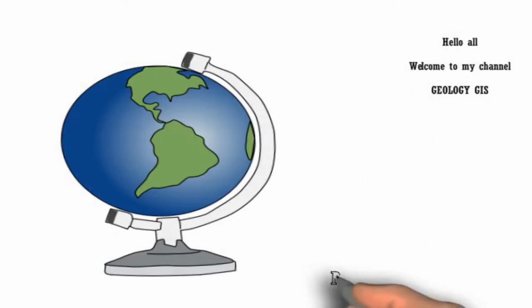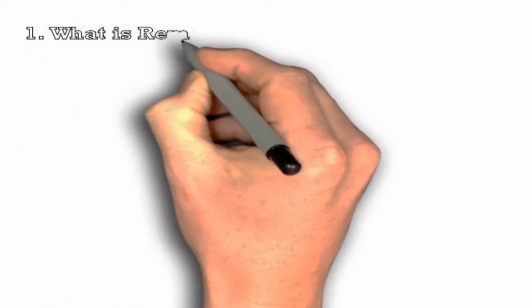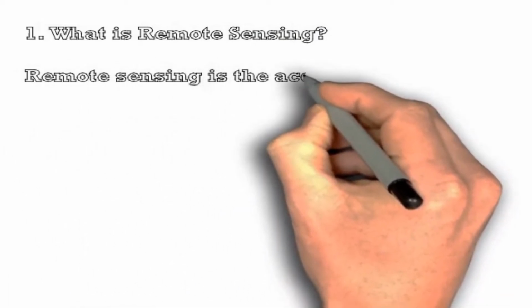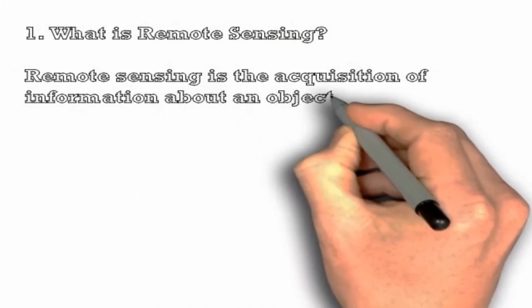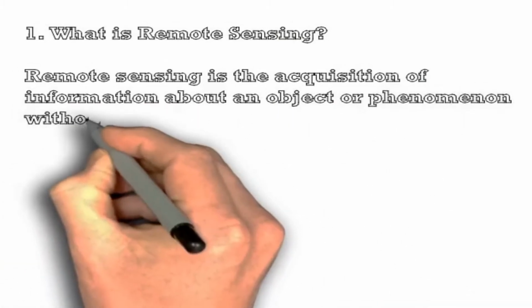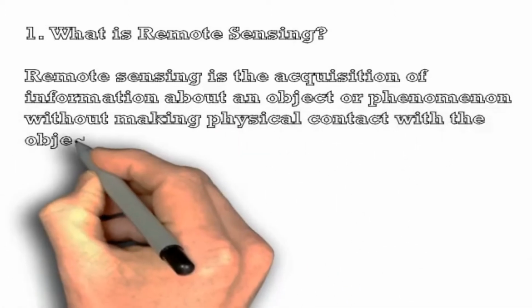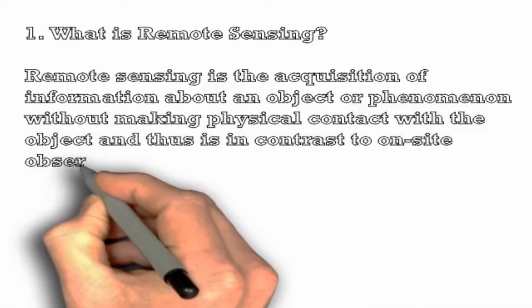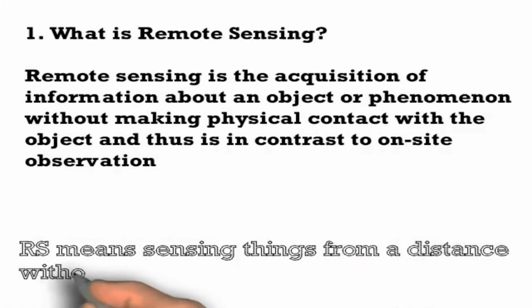In this video, we are going to see some of the basics of remote sensing and GIS. Let's see, what is the definition of remote sensing? Remote sensing is the acquisition of information about an object or phenomenon without making physical contact with the object, and thus is in contrast to on-site observation. In general, remote sensing means sensing things from a distance without contact.